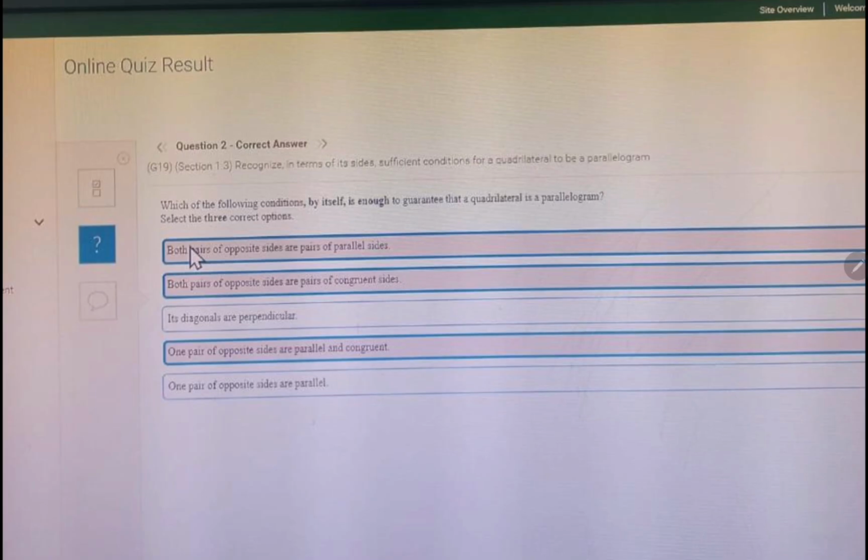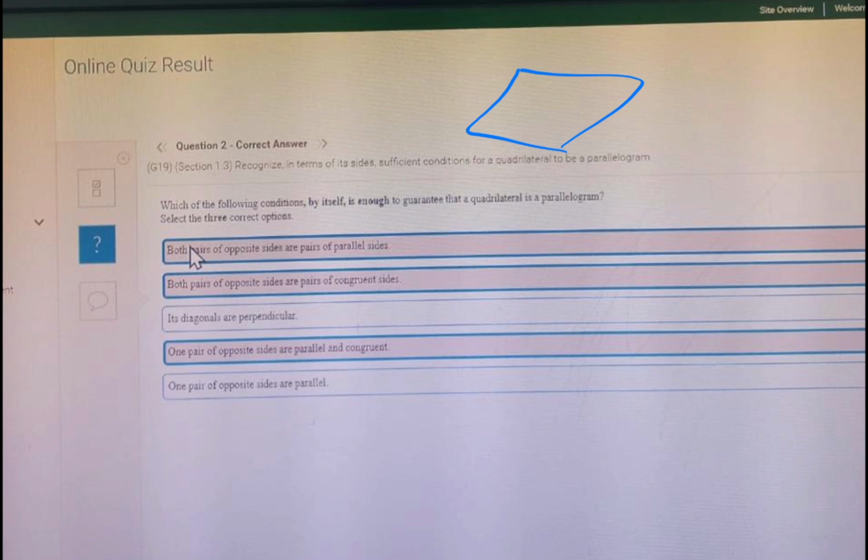Question number 2. Which of the following conditions by itself is enough to guarantee that a quadrilateral is a parallelogram? That's not a parallelogram, my bad. This is a parallelogram. No, it's not even, sorry. I can't draw it, one second. Oh my goodness. So, this is a parallelogram. Which of the following is enough to guarantee that it is a parallelogram?